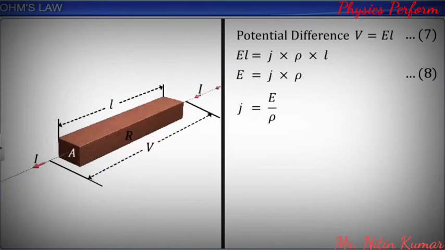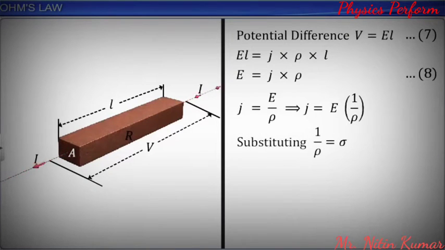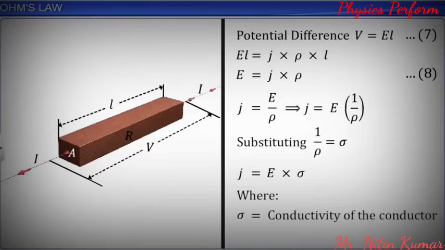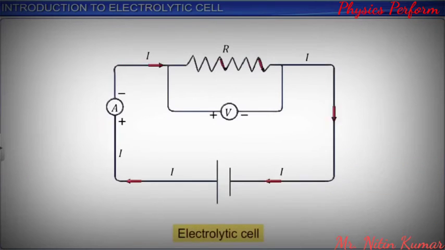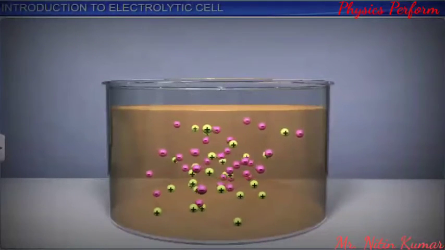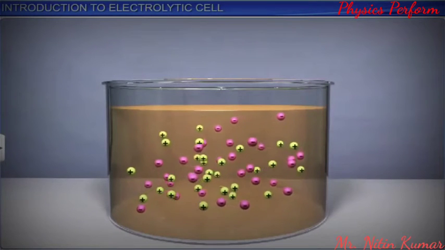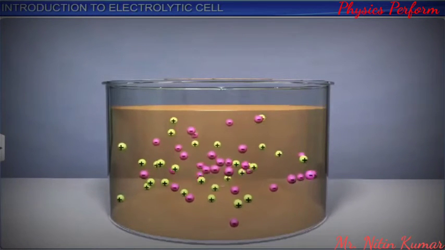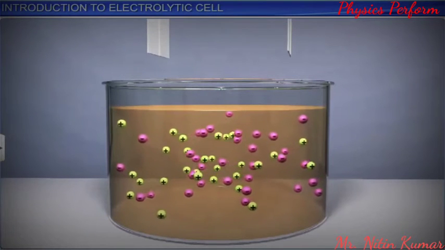The above equation can be written as J is equal to E into 1 by ρ. Substituting 1 by ρ is equal to sigma in the above equation, we get J is equal to E into sigma, where sigma is the conductivity of the conductor. This equation is the equivalent form of Ohm's law. An electrolytic cell is a device which maintains a steady electric current in an electric circuit. Let us now understand the construction and working of an electrolytic cell.